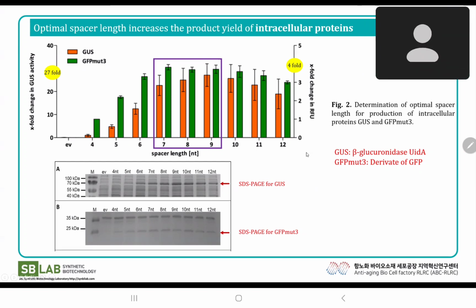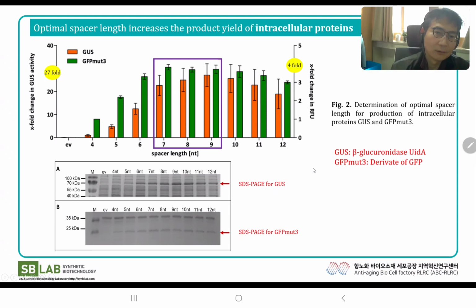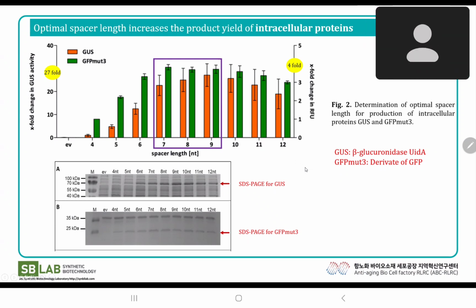Am I wrong? No, professor, but we also plan to change our spacer length sequence. So that's why I chose this paper.